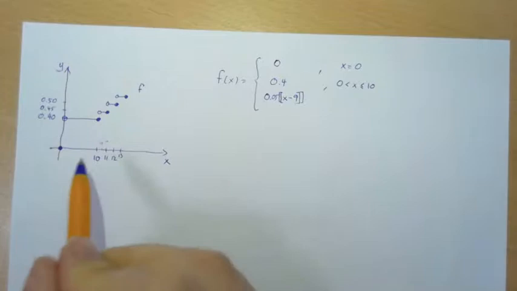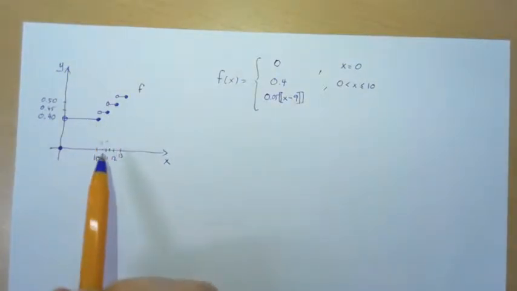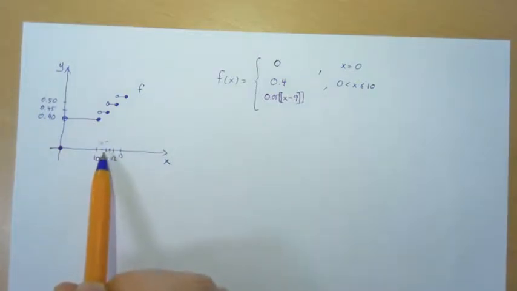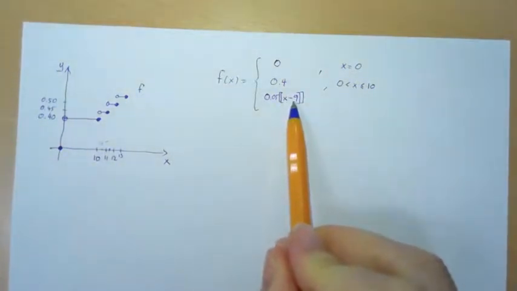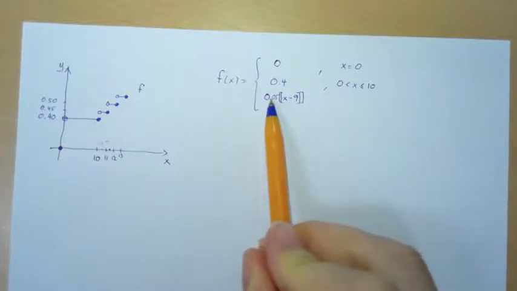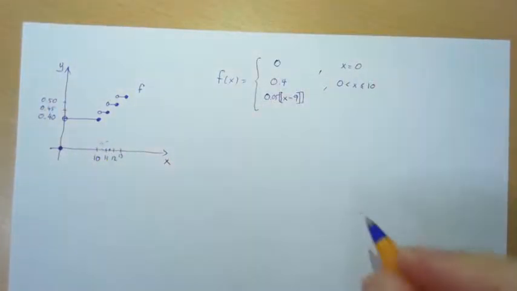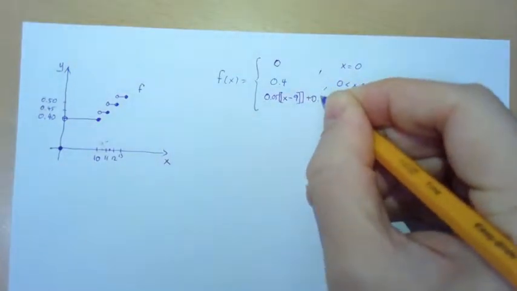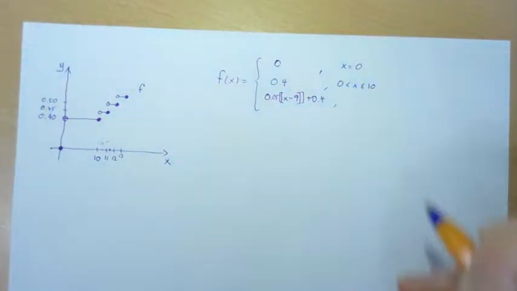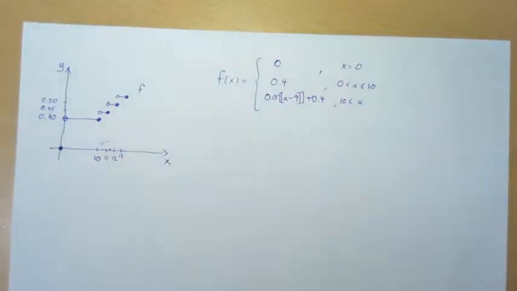Let's check. If I call 11.5 minutes, I should be paying 50 cents. So let's see. 11.5 minus 9 equals 2.5. I take the greatest integer of 2.5, it's 2, and then it's 2 times 5 cents. So that's great, but I forgot something. I only found the increments, but I forgot that I'm still paying 40 cents from the beginning, so I need to add 0.4. So for values of x greater than 10, this is what you can do.